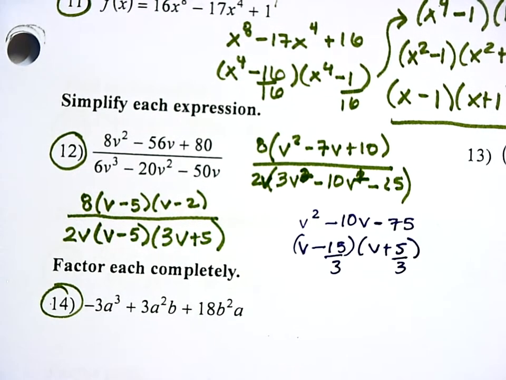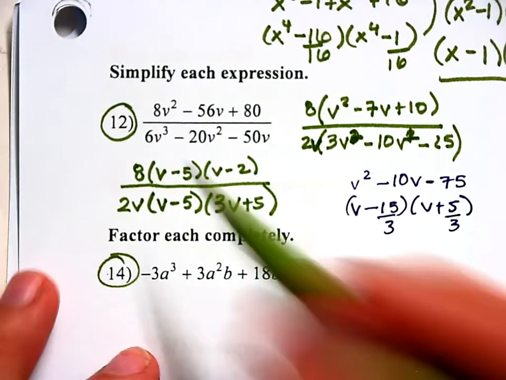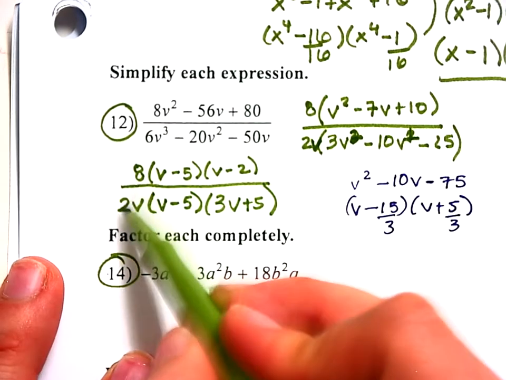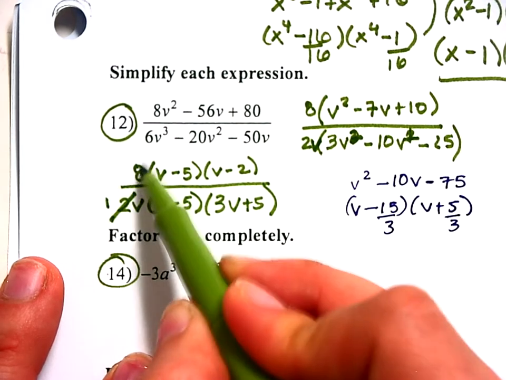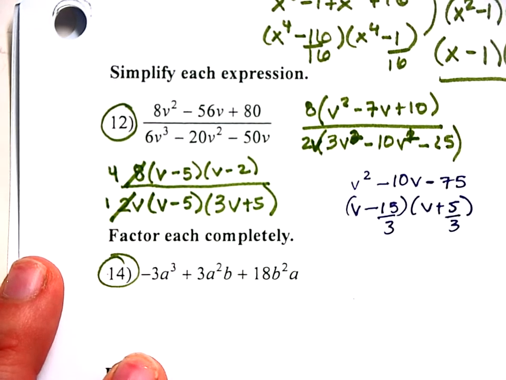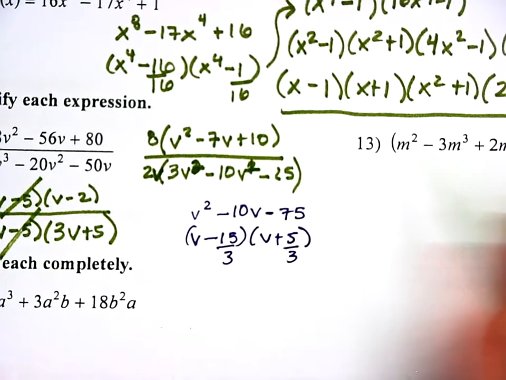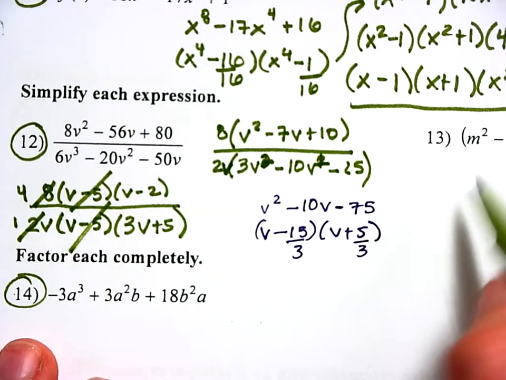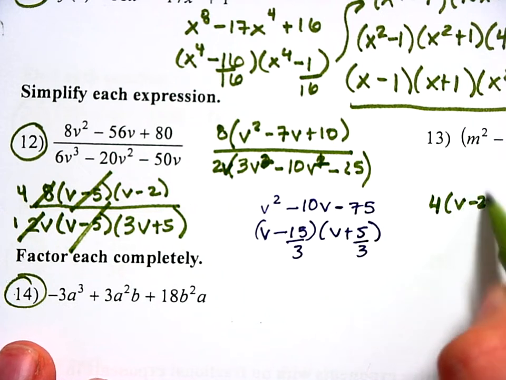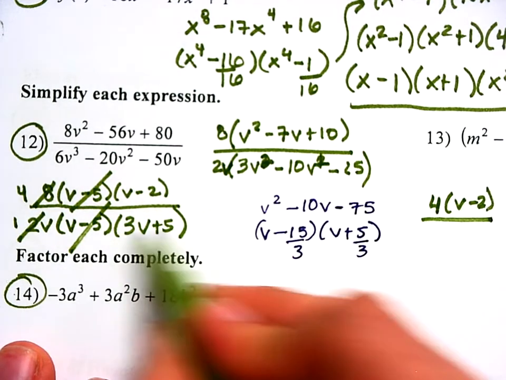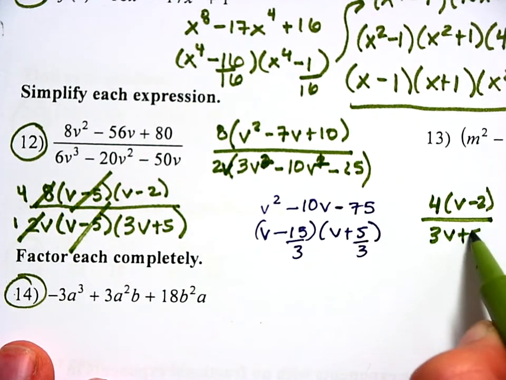All right, good. So now I see some stuff we can cancel. I can divide top and bottom by 2. It's going to leave a 1. This is going to leave a 4. And then my v minus 5s. So my final answer, and since we're not doing this one, we can write it right here, is going to be 4v minus 2 all over 3v plus 5. And that's it. So that's your final answer.